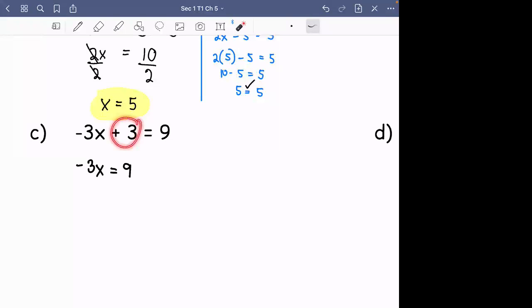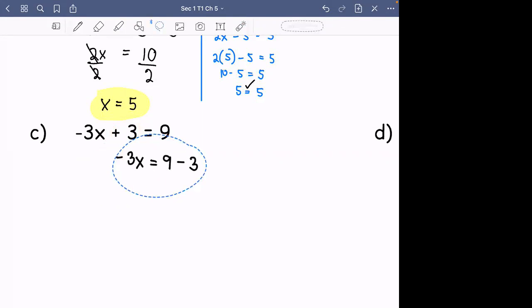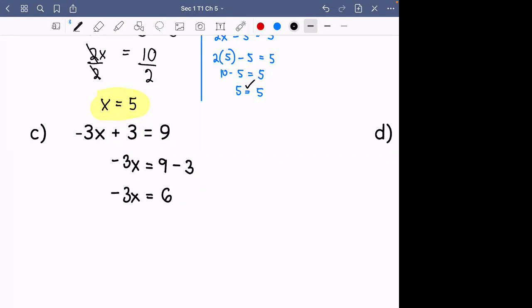What happens with plus 3? It becomes -3. Let me align this. So -3x equals, what is 9 minus 3? It is 6. Now we only want x, so we need to remove -3. Let's divide both sides by -3. So x equals, what is 6 divided by -3? It's -2. That's your answer for letter C.